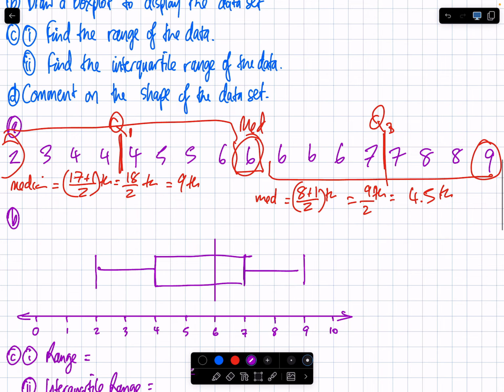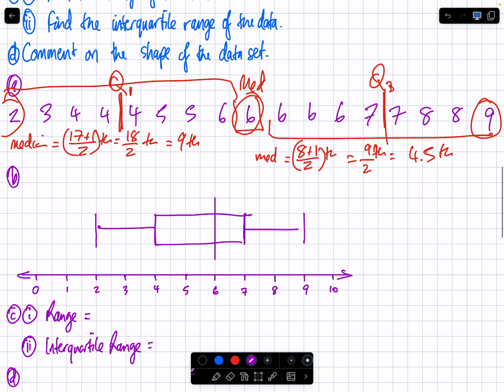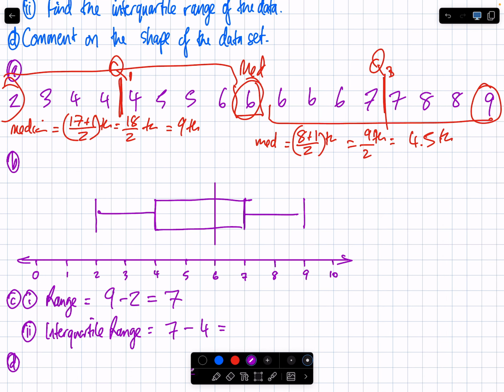What does it ask you to do now? Find the range of the data. The range is the biggest take the smallest, so the range is going to be 7. The interquartile range is going to be Q3, which is 7, minus Q1, 4. So 3.